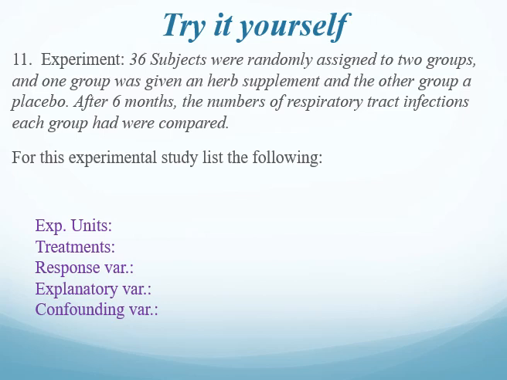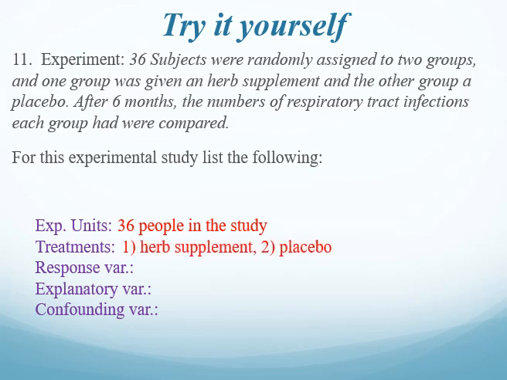All right, so what are the experimental units? So in this case, pause the video and then answer these questions and then unpause. All right, so the experimental units are the 36 people in this study. These typically are volunteers, right? You have to get people to volunteer. And what are the treatments? How many treatments are there? There are two, right? One that's the herbal supplement, the other one is a placebo.